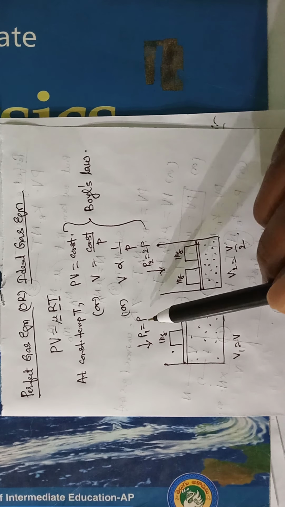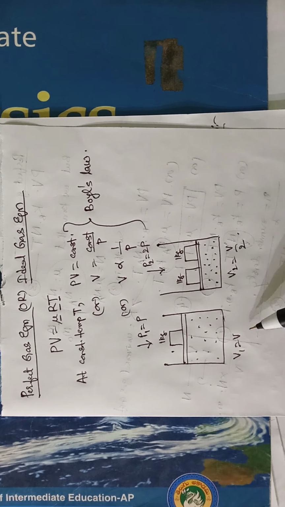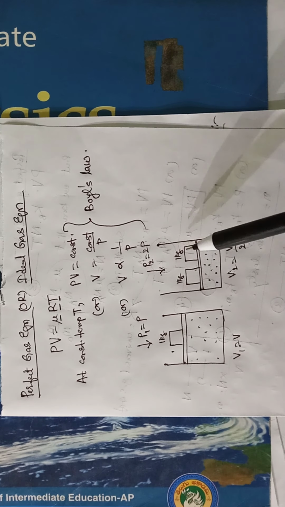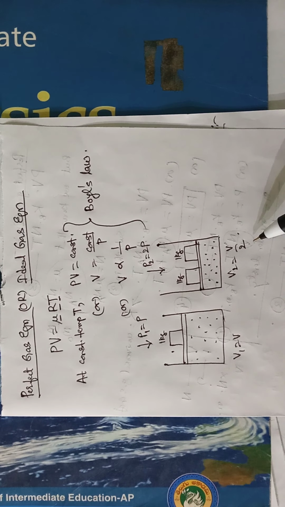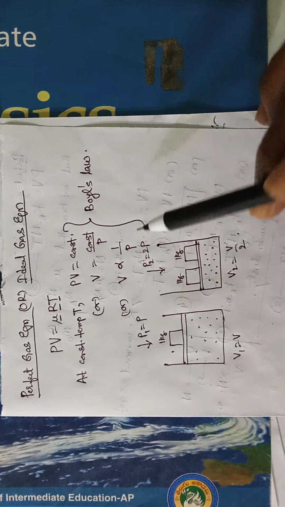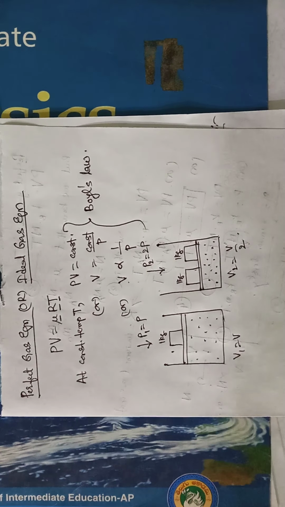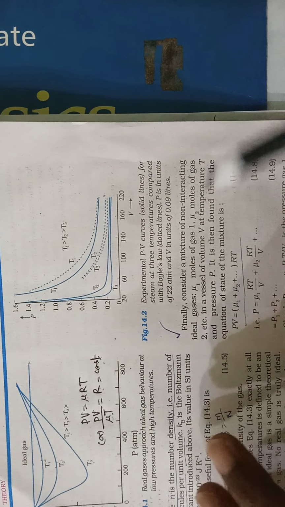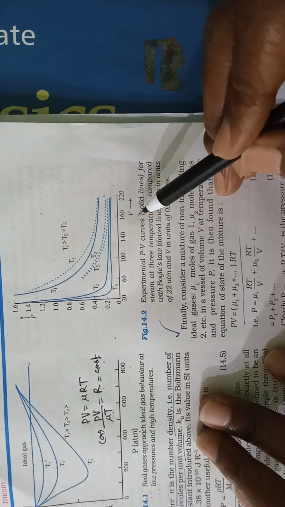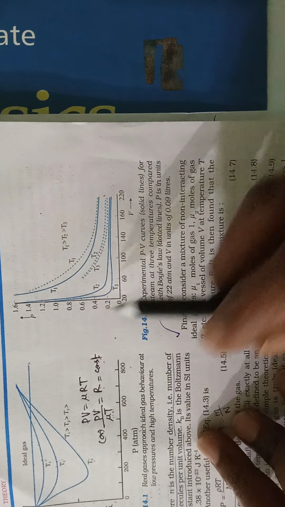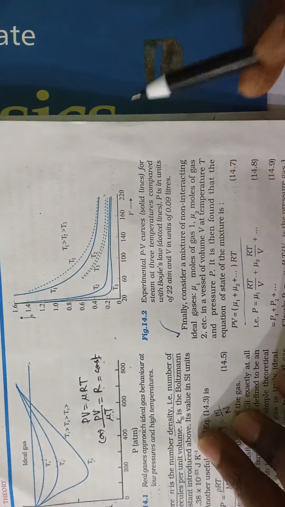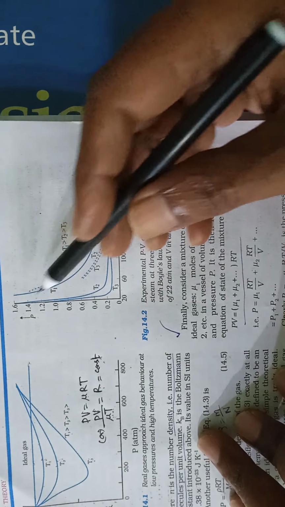Here the pressure is P and volume is V. When the pressure was doubled, volume decreased to half. This is Boyle's law. And we can draw a graph also between the two variables. So this is the graph. On the x-axis we have taken volume, on the y-axis we have taken pressure. See how the graph is.